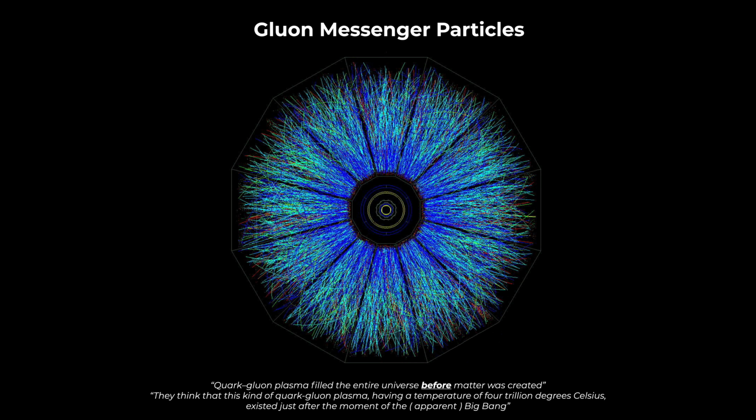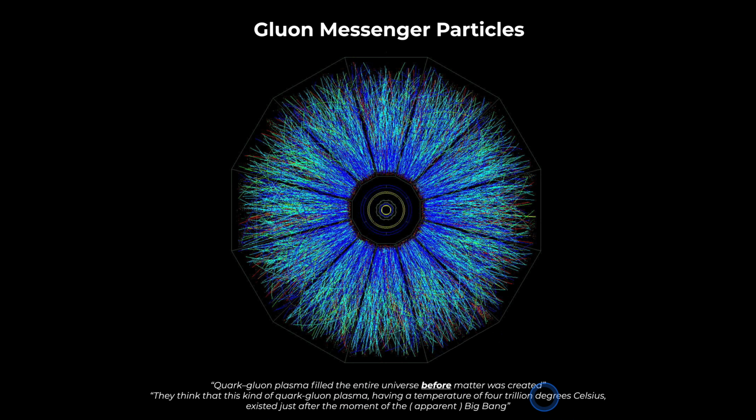Here we have gluon messenger particles. Now, what's interesting about these guys is these guys fill the entire universe before matter was created. So scientists think that this kind of particle, a plasma, which has a temperature of 4 trillion degrees, existed just after the moment of the apparent Big Bang.